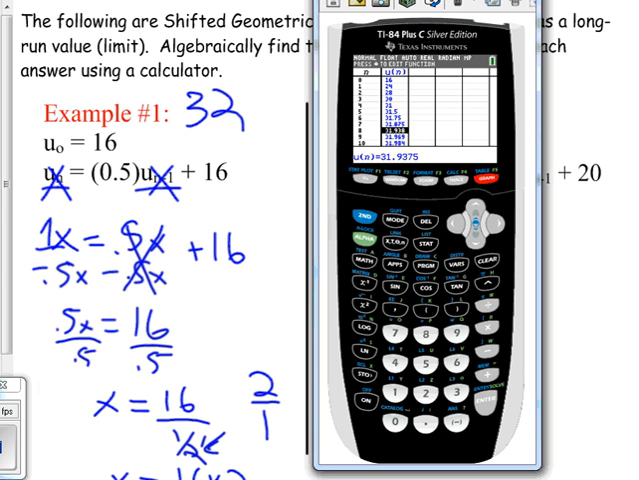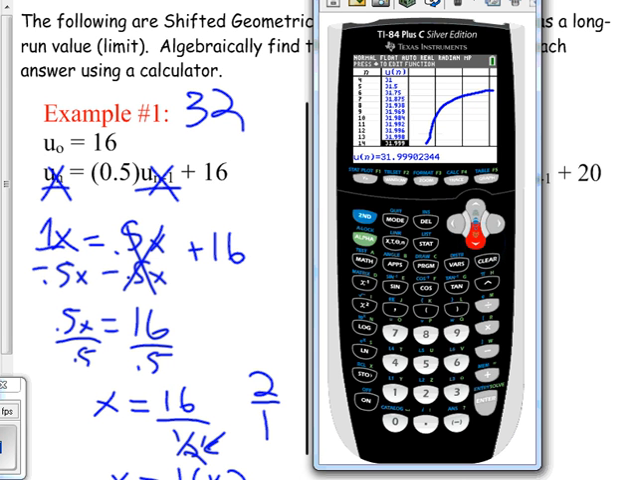So looking at the table here, you can see how this number is continuing to go up, but then it starts to level off here. If you were to make this look like a graph, it's going up, and then it's starting to level off, and it looks like it's leveling off right around 32. If you take a look at that here, you can see that it's getting closer and closer and closer to 32.